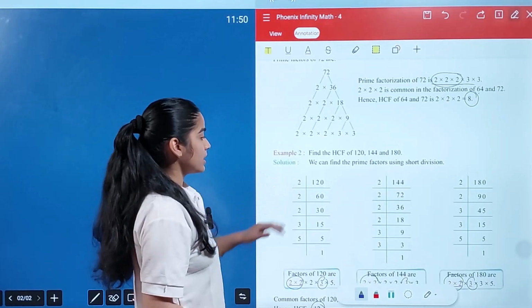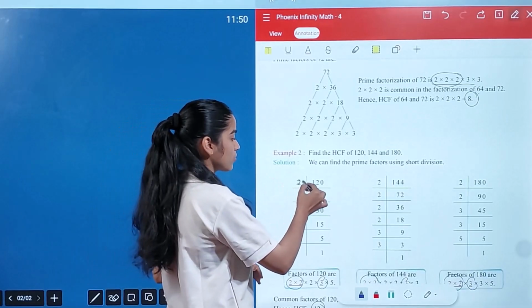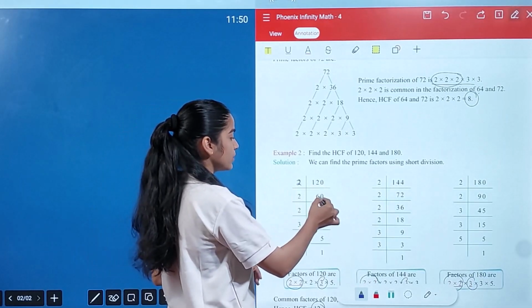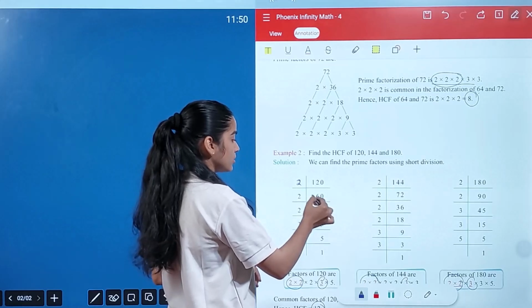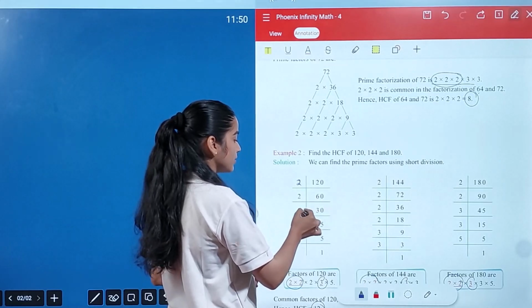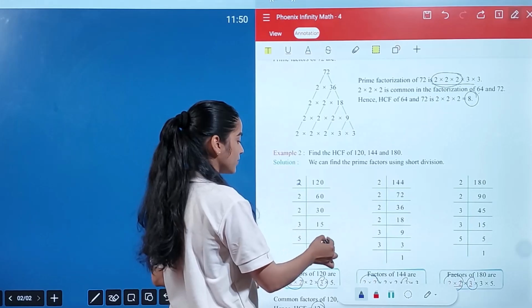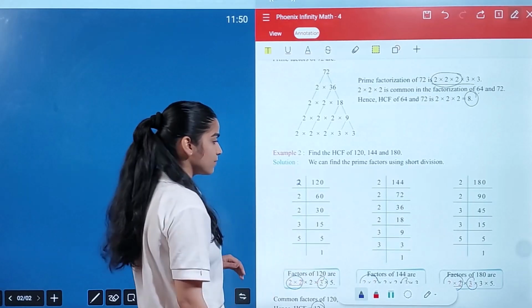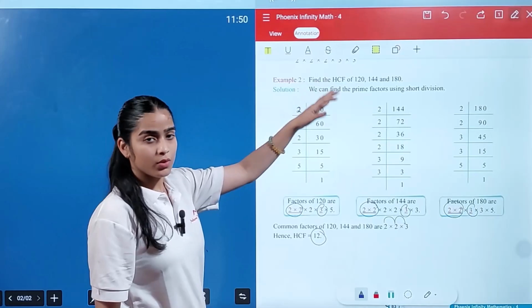Okay, this is very easy, how you can take it. You have to divide 120 by 2, you will get 60. 60 divided by 2, 30. 30 divided by 2, 15. 15 divided by 3, 5. 5 divided by 5, 1. So in the same way you have to do it for 144 and 180.